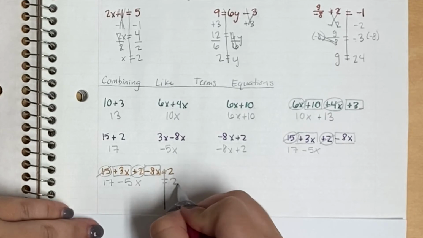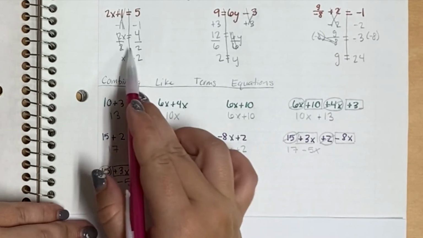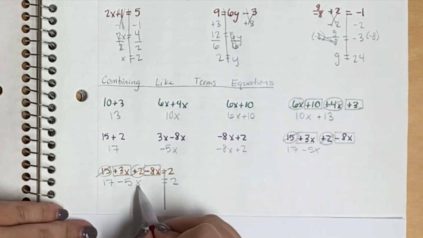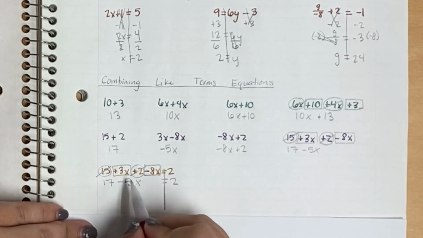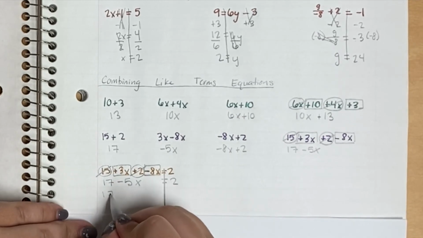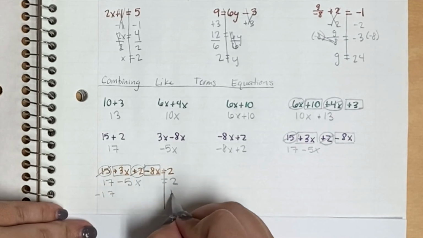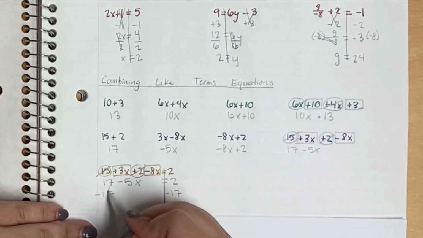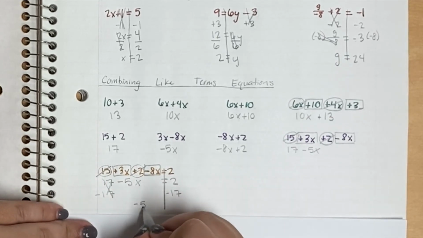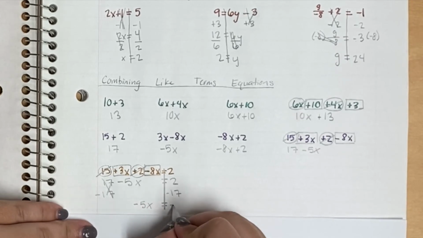2 is on the other side all by itself, so we drop it down. Now I have a 2-step equation, just like the ones we solved at the beginning of class. I'm trying to solve for x. I need to move 17 and -5. I'm going to move the 17 by subtracting it on both sides. This side cancels. -5x equals -15.